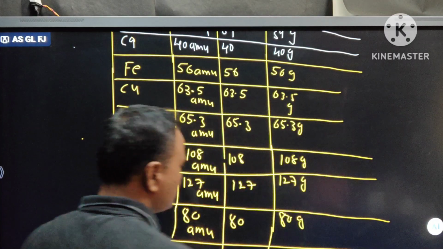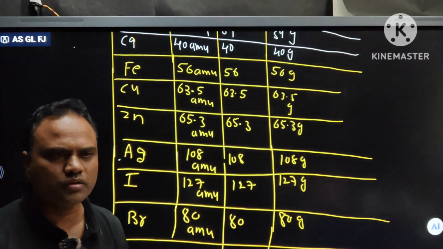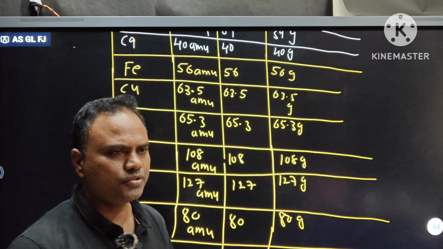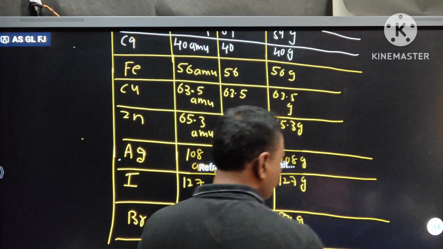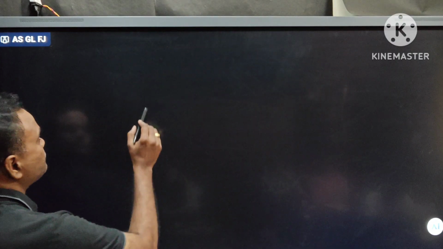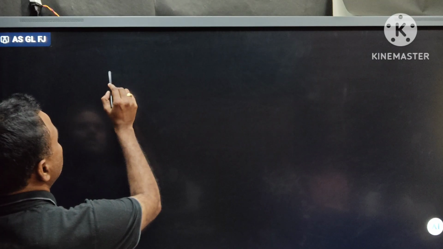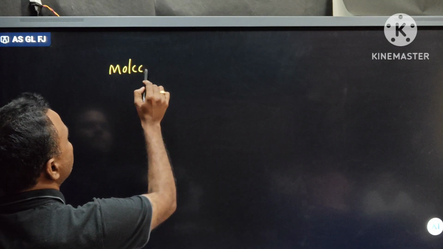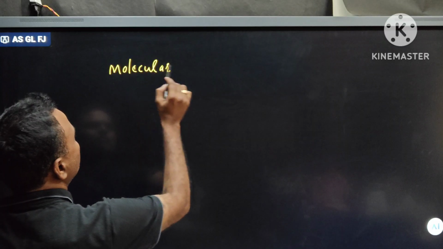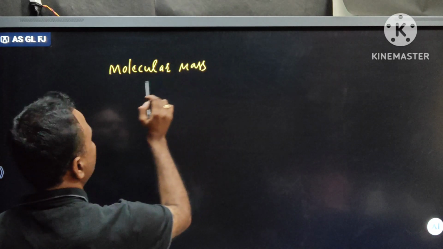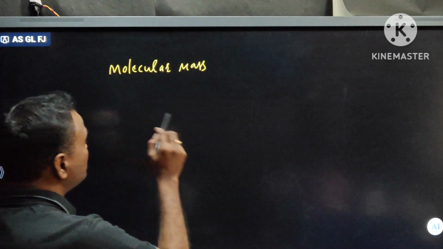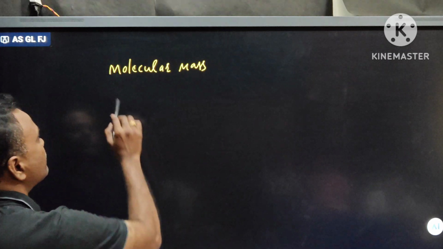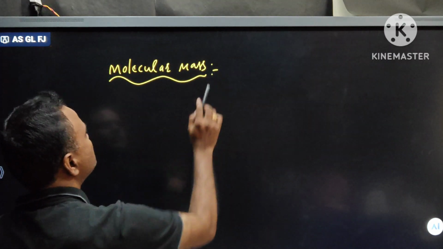Next, molecular mass. Molecular mass, molecular weight, gram molecular weight. So write directly. I'll give you important molecules and their weights directly.